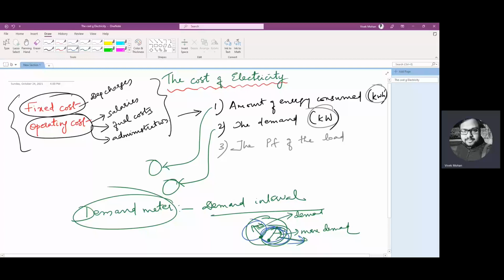Then it will again go for the next month and find the maximum power consumption point. So this special meter is called a demand meter. A demand meter has two pointers. One points to the demand itself and the second one is for the maximum demand. This meter is normally used for industries and commercial establishments.